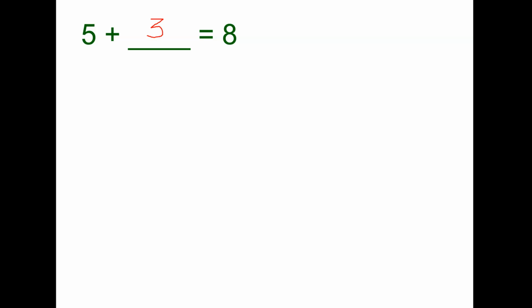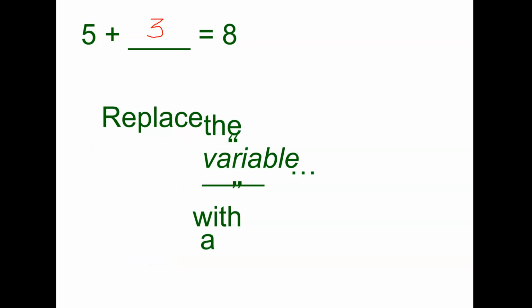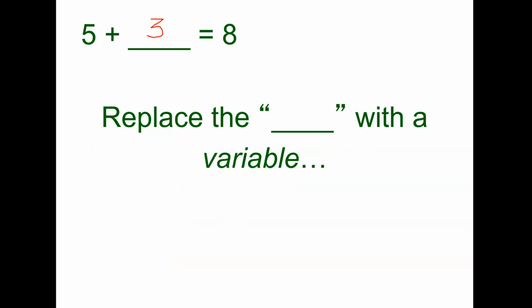To turn this into algebra, we need to replace the blank with a variable. How about 5 plus x equals 8? It's the same problem as this. We would just answer x equals 3 instead of filling in the blank. That's it. That's the basics of algebra. You already know how to do it.